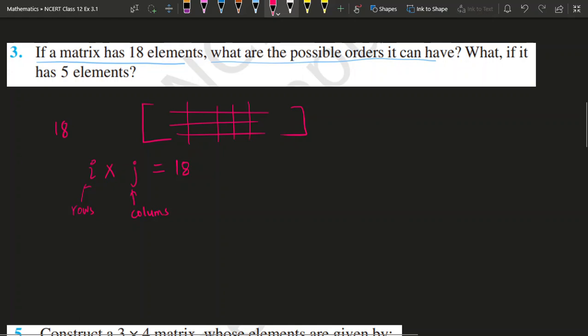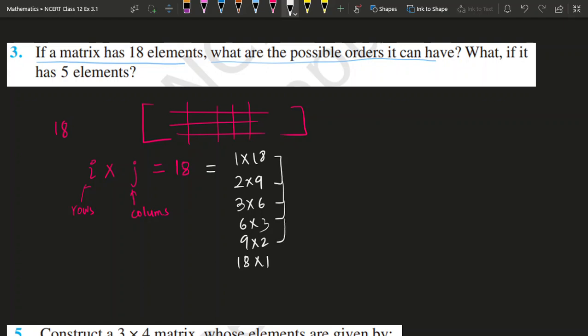So you are basically writing 18 as a product of 2 numbers, and that would be the order. So you can write 18 as 1 into 18. You can write 18 as 2 into 9. You can write it as 3 into 6. You can write it as 6 into 3, 9 into 2, and 18 into 1. And all of these are the possible orders of matrix that you can have.